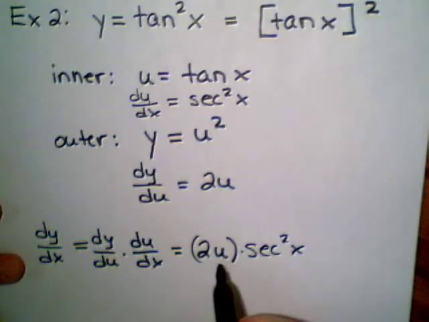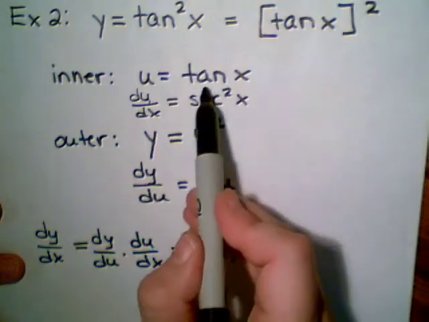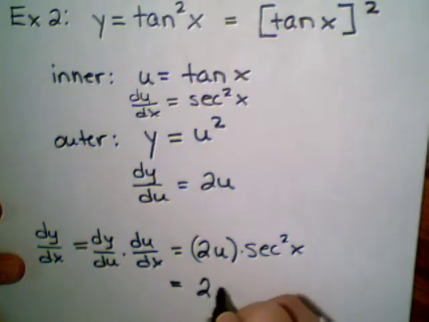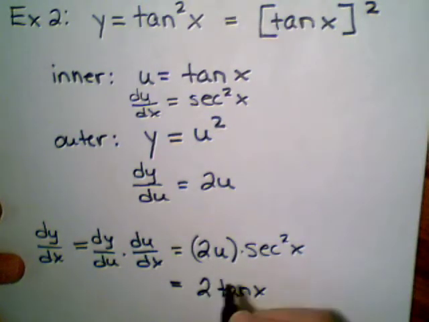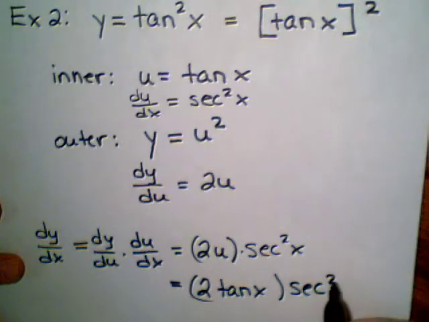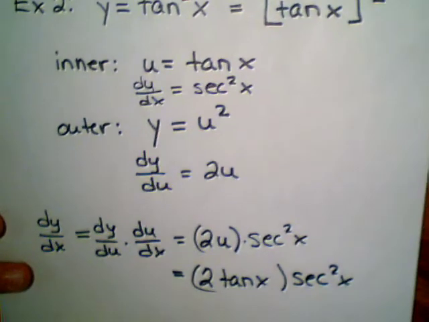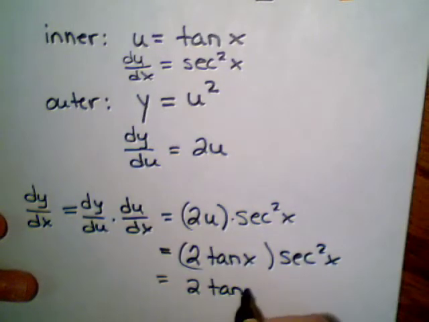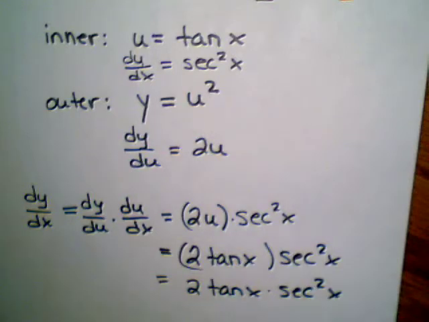And u was a placeholder from the beginning. U took the place of the function tangent of x. So our final answer should be written 2 times tangent of x times secant squared of x. And those parentheses I used, those were just for convenience. We can write this as the 3 factors, 2 times tangent x times secant squared.